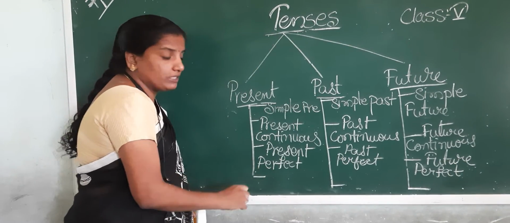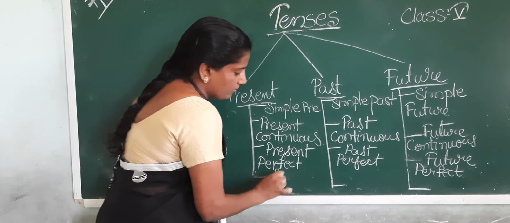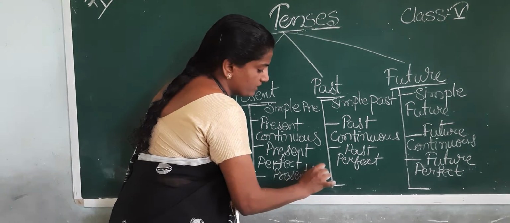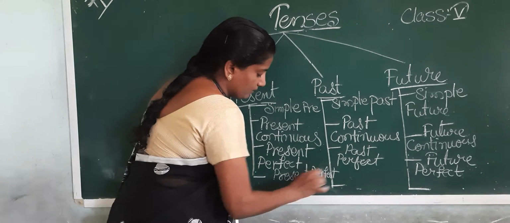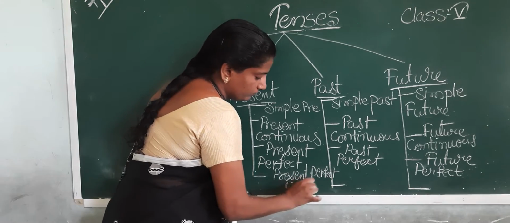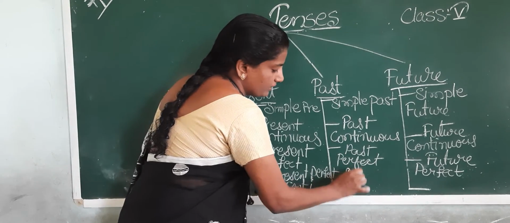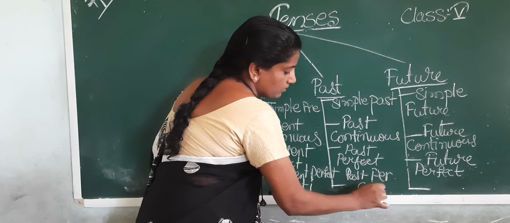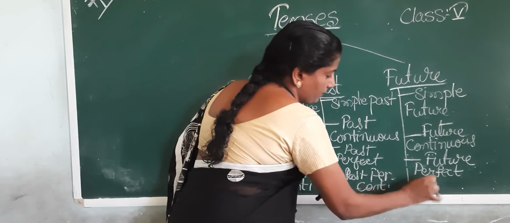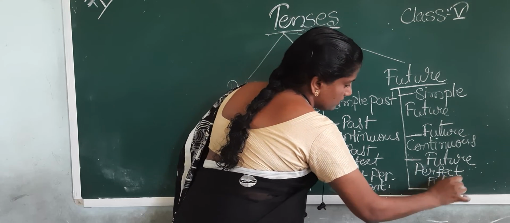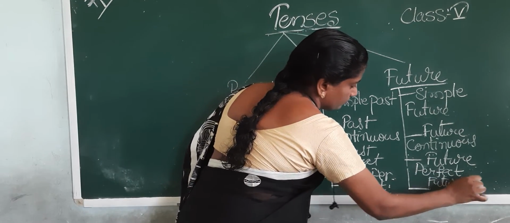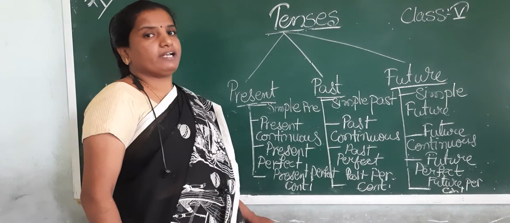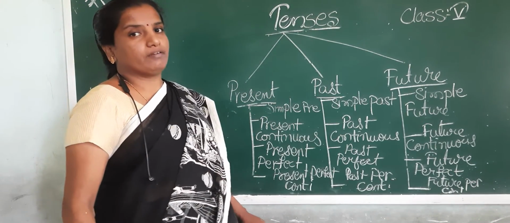Next, our last term, children: present perfect continuous, past perfect continuous and future perfect continuous. Okay, so children, let us have a look at these 12 types.